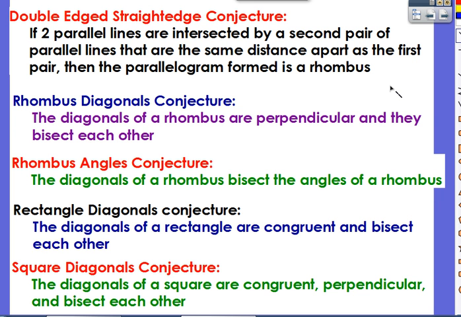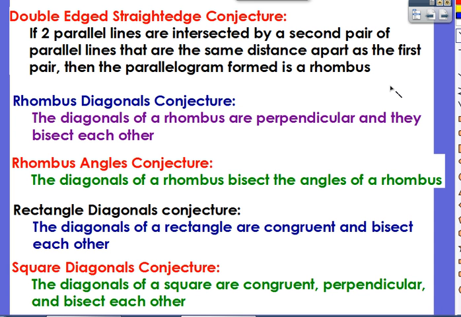If two parallel lines are intersected by a second pair of parallel lines. Now that just means a parallelogram. So you could say, if an object is a parallelogram, and the sides are the same distance apart as the first pair of sides, then the parallelogram formed is a rhombus. The first part of the definition is just basically saying it is a parallelogram. And then the second part is explaining what restrictions make the parallelogram a rhombus, which is that the parallel lines are the same distance apart. That just means all the sides are congruent, which is a rhombus.